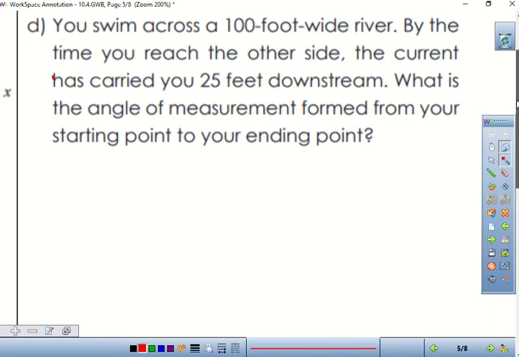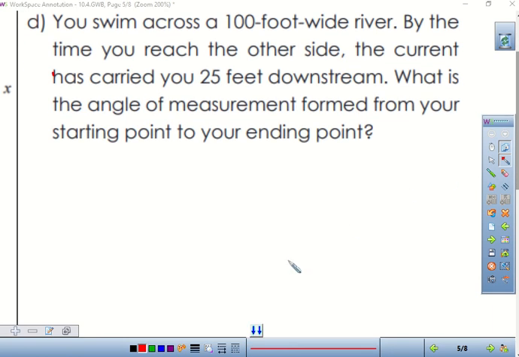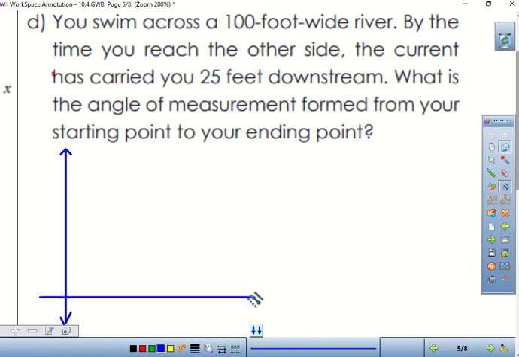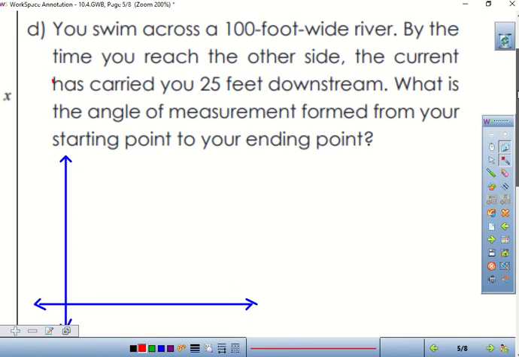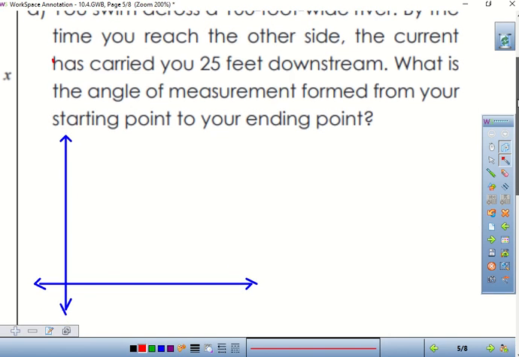You swim across a 100-foot river. By the time you reach the other side, the current has carried you 25 feet downstream. What is the angle measurement formed from the starting point to the end point? So we draw it in our axes. Now the reason I'm only drawing the first quadrant, anybody know why I'm only really caring about the first quadrant here? Good, everything is positive.